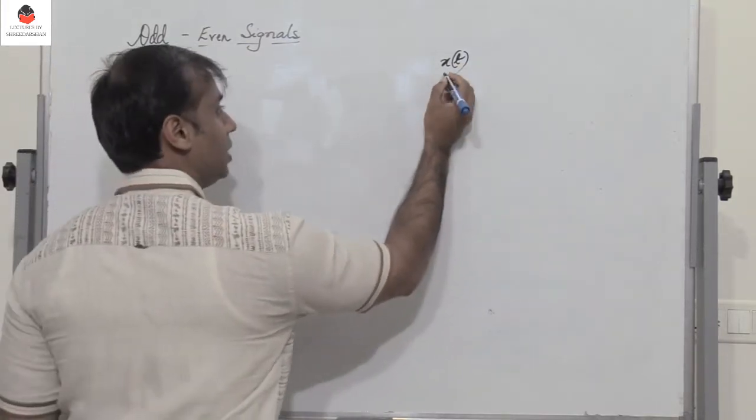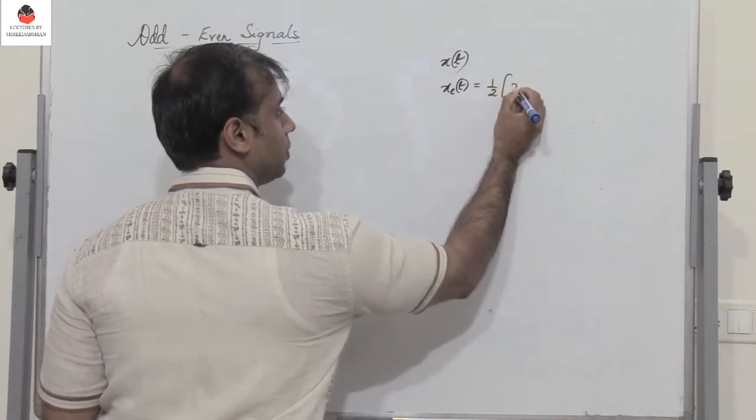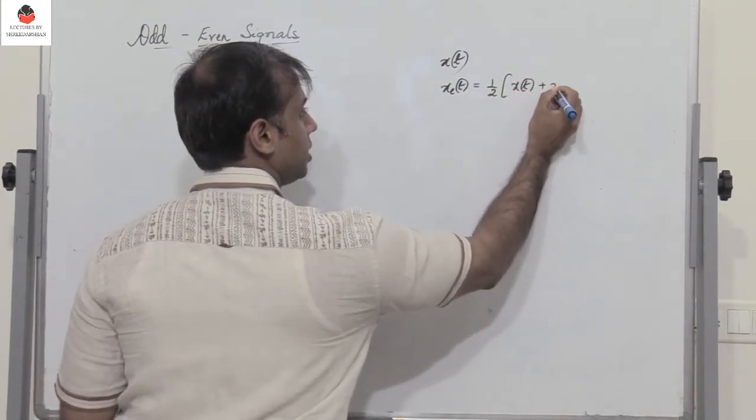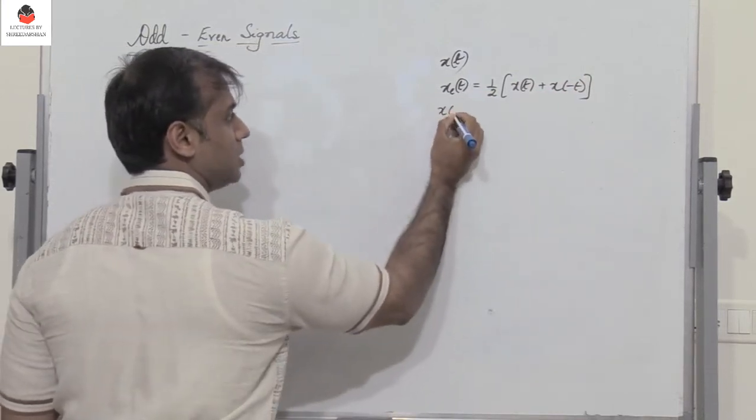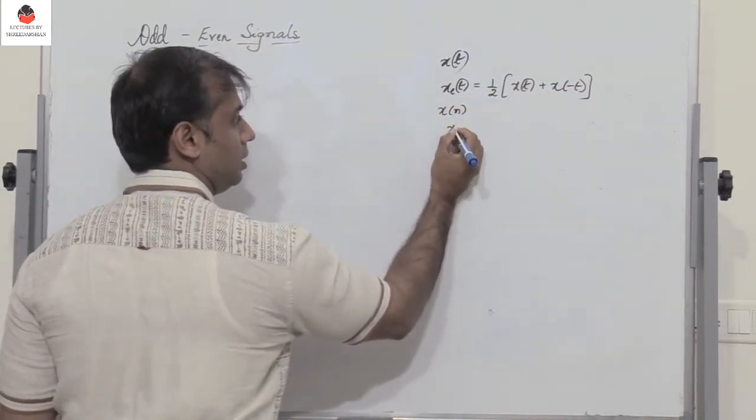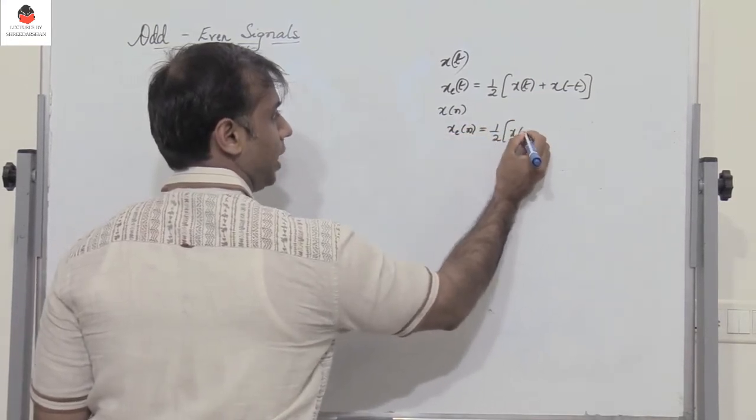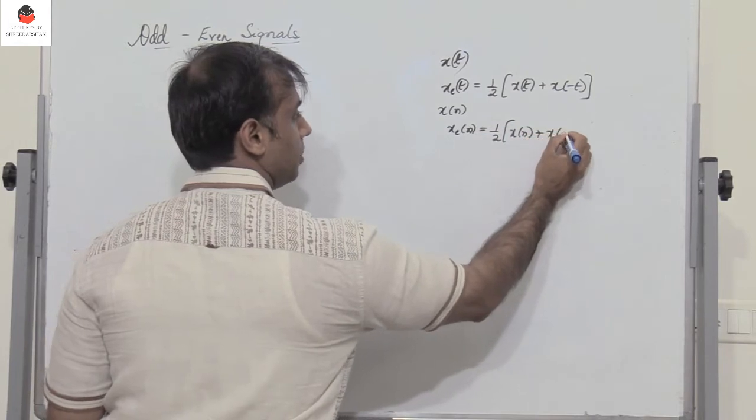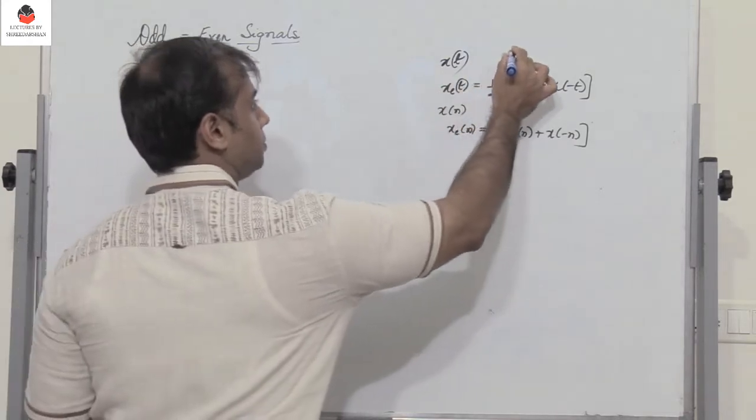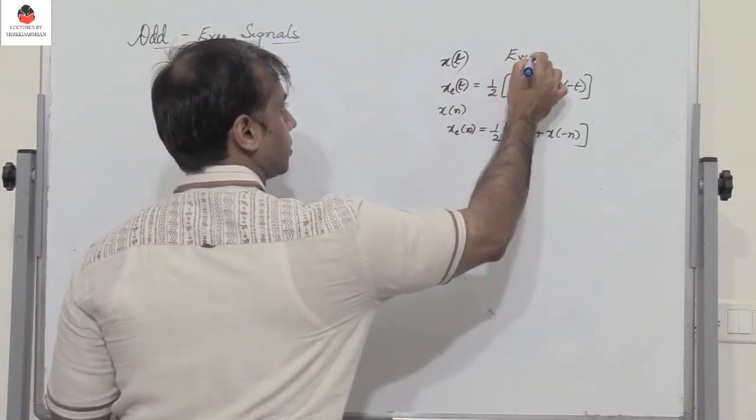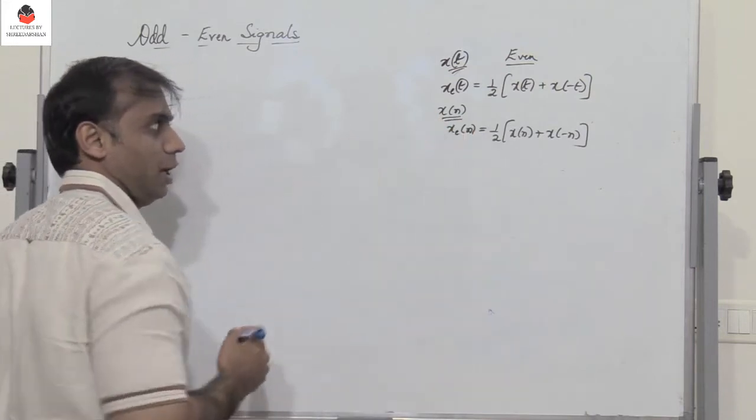The even component xe of t is given by the expression 1 by 2 into x of t plus x of minus t. Similarly, if the given signal is x of n, then the even component xe of n is 1 by 2 x of n plus x of minus n. So this is the even component for the given signal x of t and for the given signal x of n.